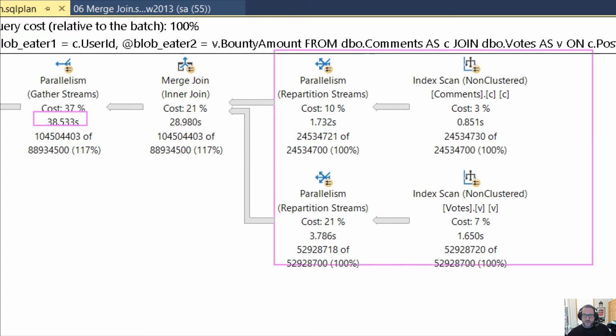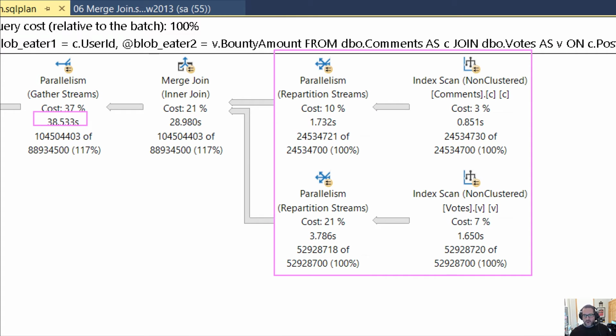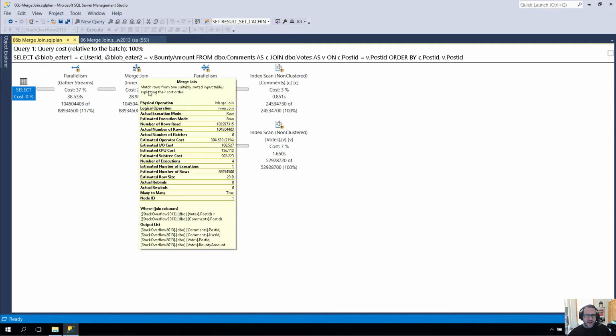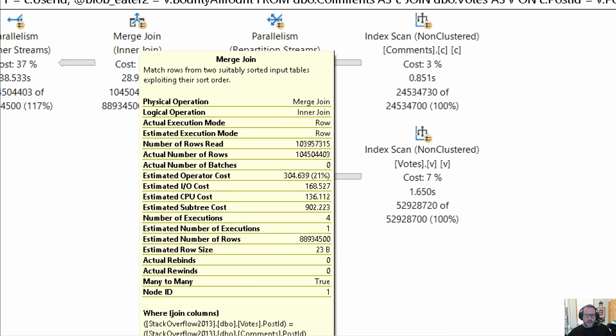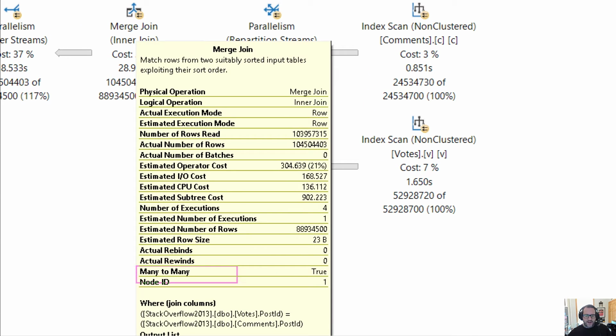Unfortunately, that 20 seconds was all over here. We didn't have to sort data. Those two sorts didn't spill. Because we had the data in order, we didn't have to sort it and spill a bunch of stuff to disk. But we still have a lot of time spent in this merge join. And this merge join is still of the many-to-many variety.